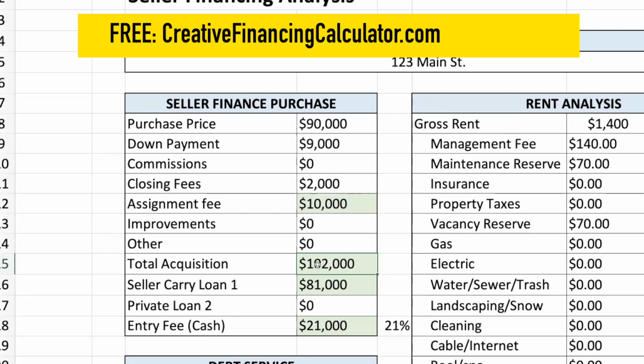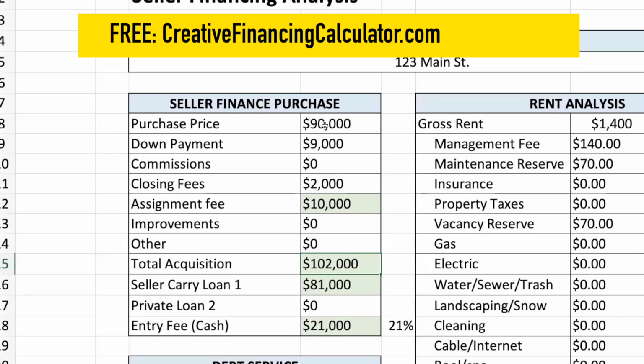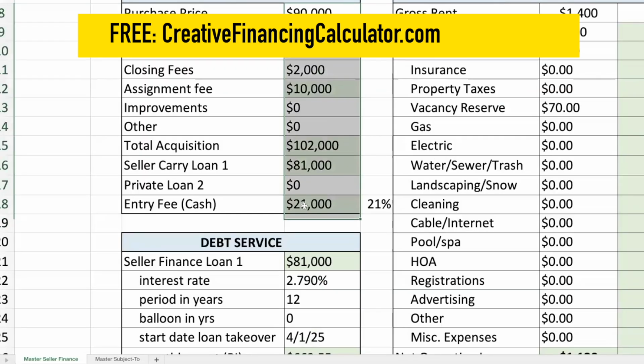So your total purchase is 102 for your buyer, right? Because remember, he's buying it for 90, he's paying you 10, another 2 in closing. So his total investment, your buyer, is 102,000 on this deal, but he's only got to come up with 21,000 in cash to get into the deal. 10 of that goes to you, 9 of it to the seller, and 2 of it to closing. That's how we structure the deal.